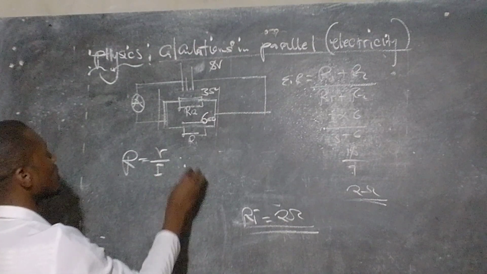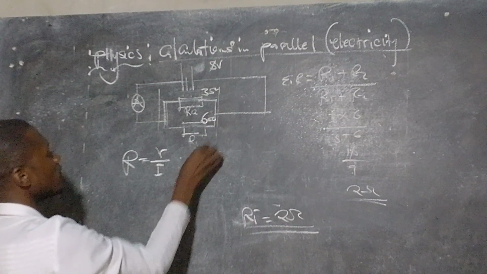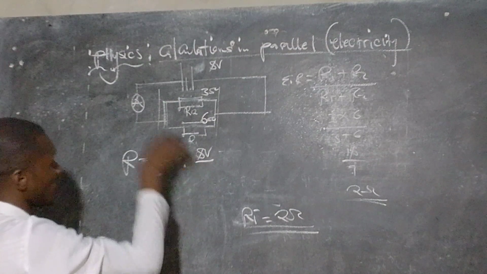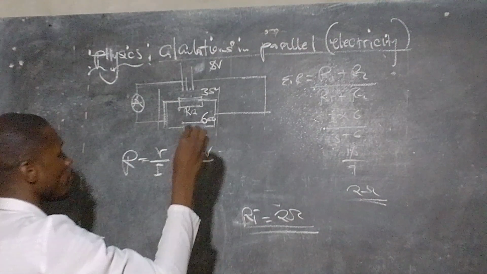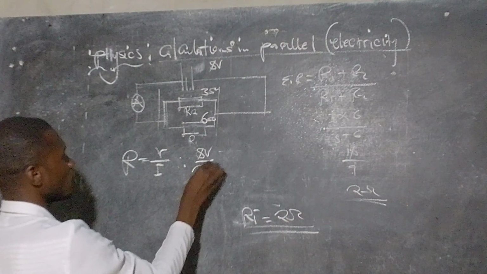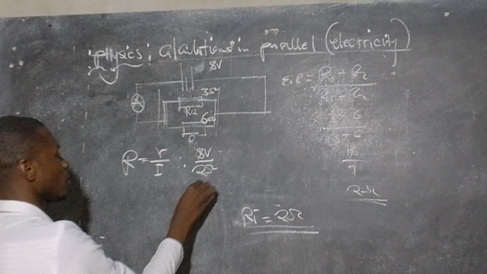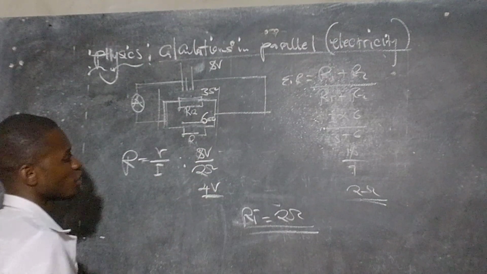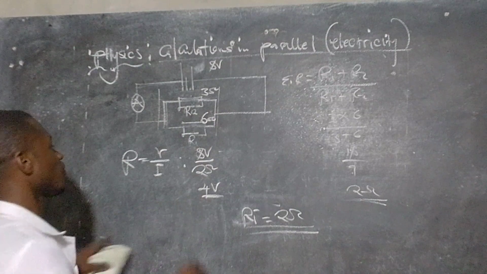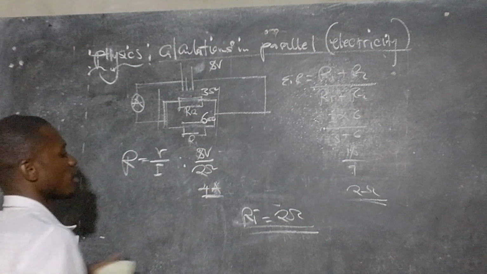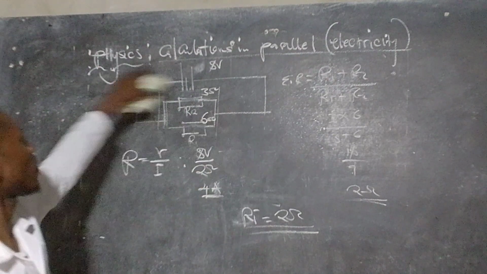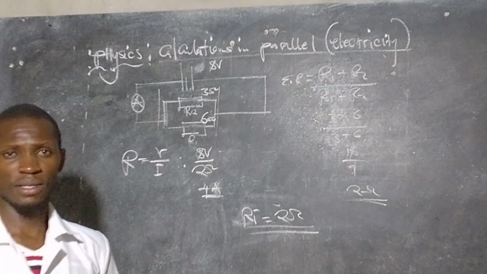Therefore, the total voltage, we have 8 volts. Don't forget to put units whenever doing calculations in sciences. Then we have these 2 ohms. So 8 divided by 2, we're getting 4. So this, not 4 volts, 4 amps. This is the current which was passing through the circuit.